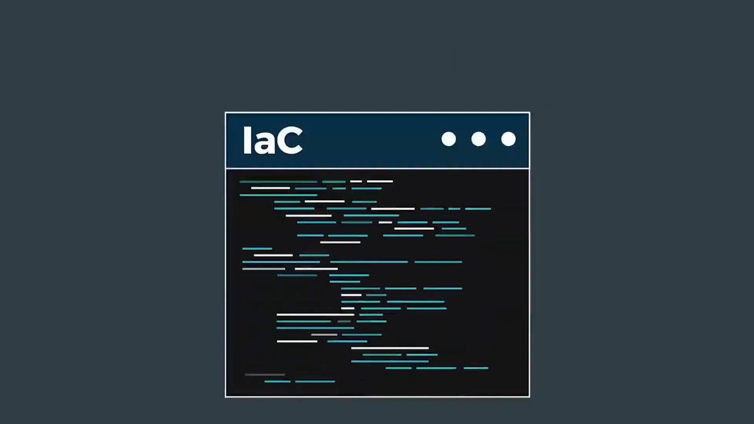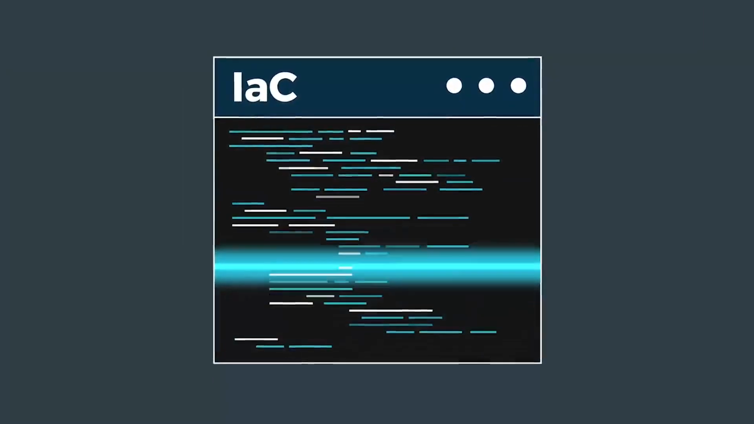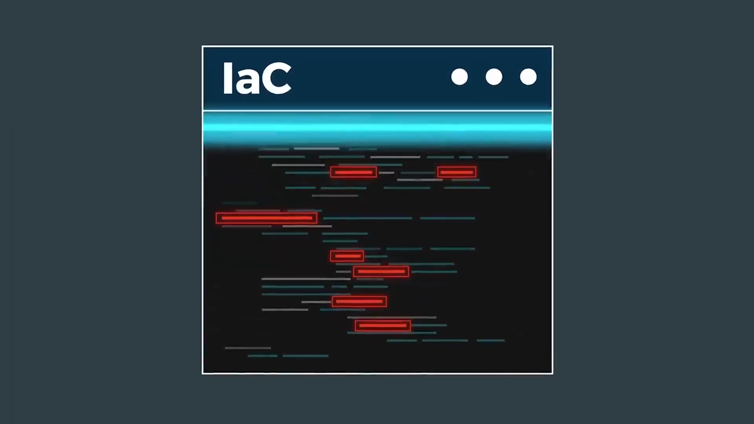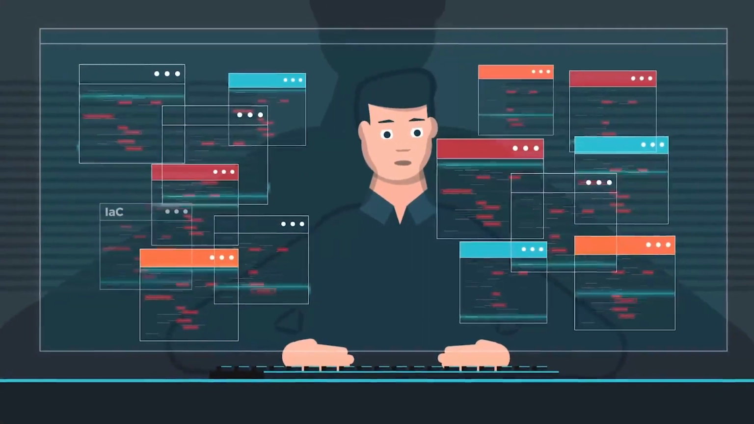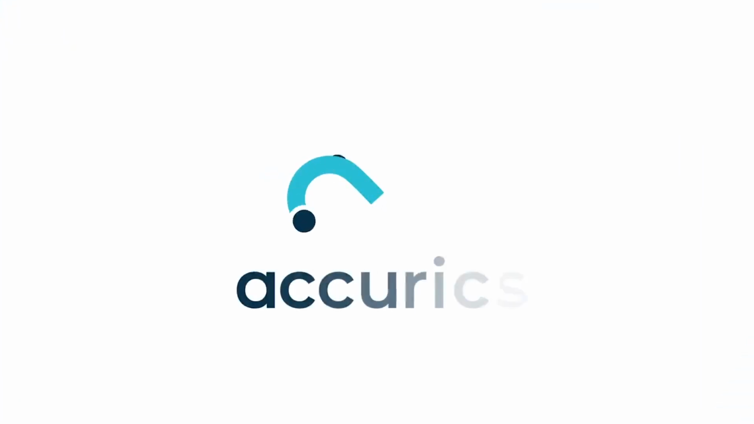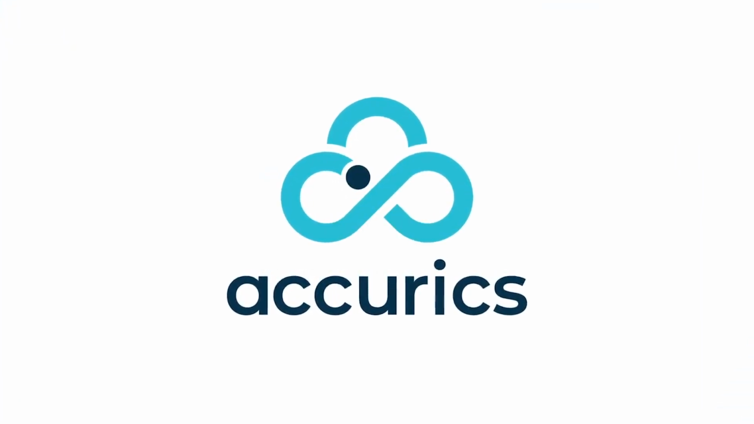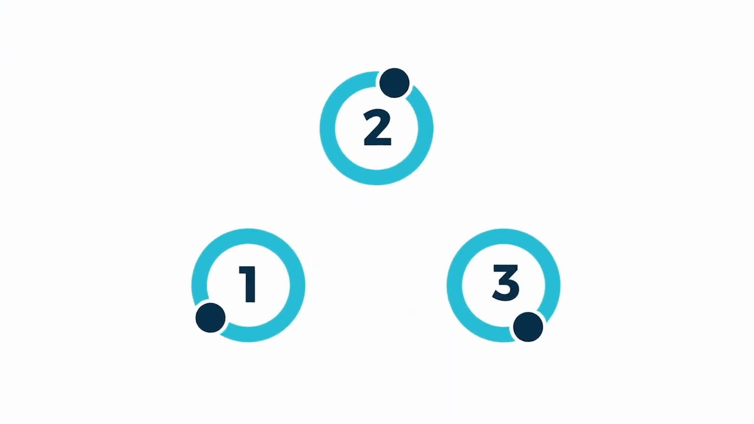Infrastructure as code improves the efficiency and consistency of cloud infrastructure provisioning processes. However, modern cloud architectures are highly dynamic, and organizations struggle to manage security risks. At Accurics, our mission is to enable immutable security so that organizations can embrace the latest cloud-native technologies with confidence.